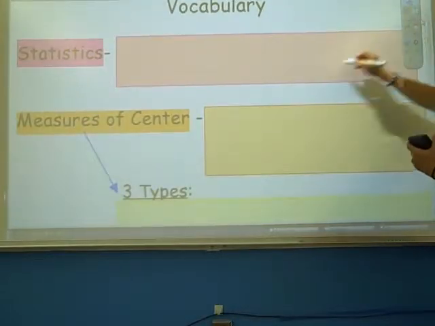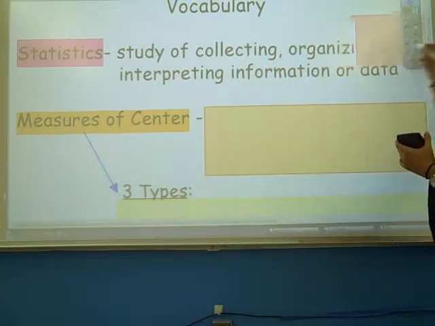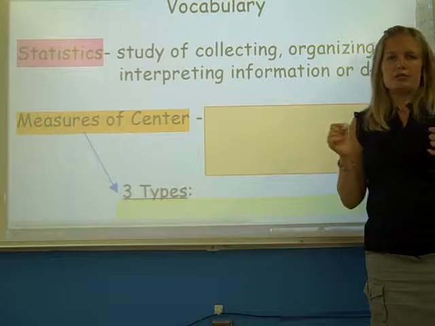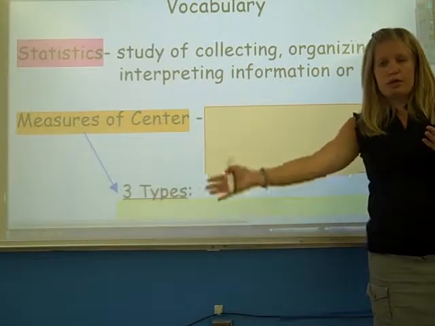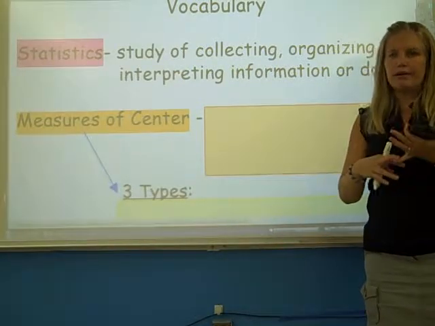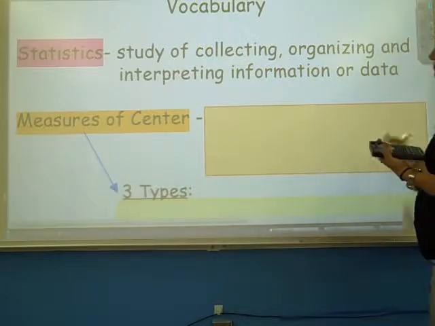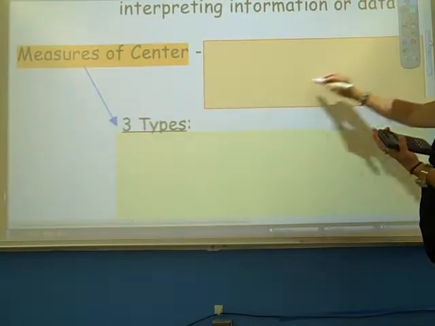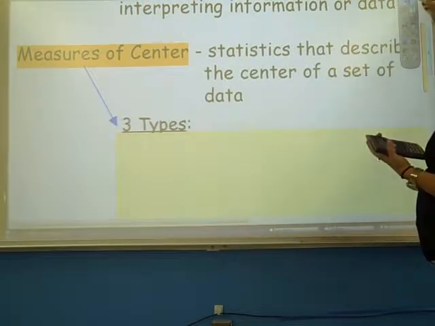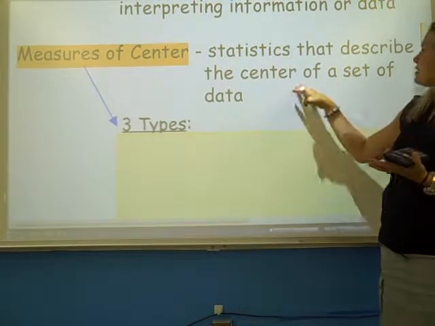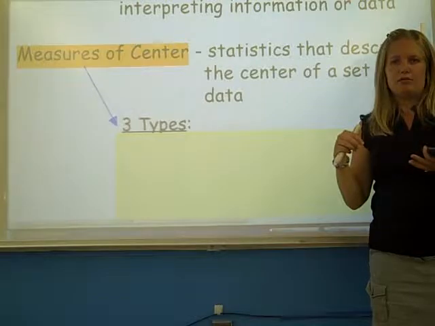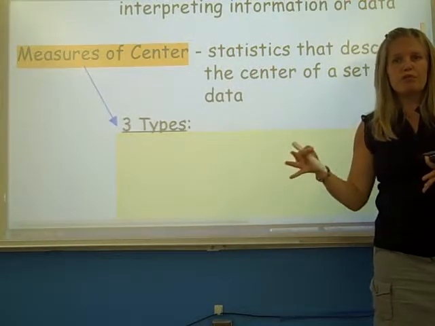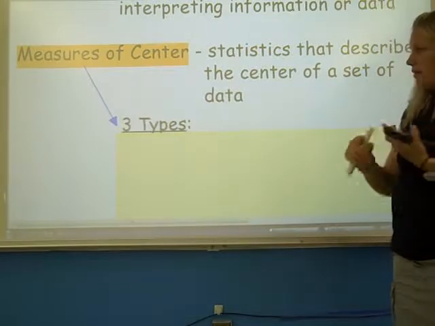Statistics is the study of collecting, organizing, and interpreting information or data. So we're doing statistics this whole chapter. We're going to be talking about data, information that's been collected. This section has measures of center. Measures of center are statistics that describe the center of a set of data. Okay? And the three types of measures of center, which you've been working with before, are the mean, the median, and the mode.